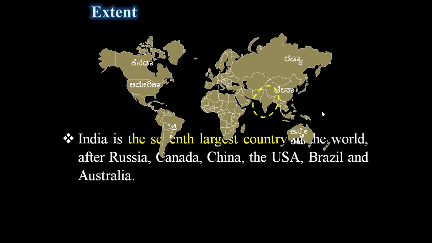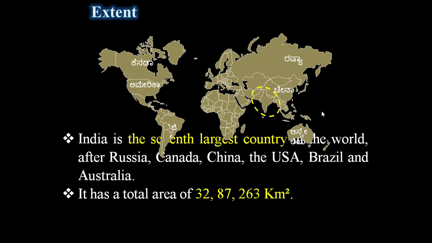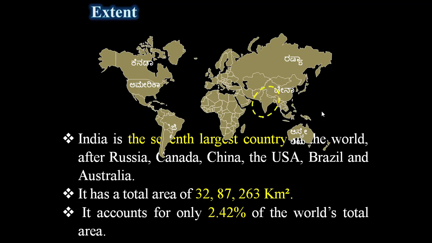India is the 7th largest country in the world after Russia, Canada, China, USA, Brazil and Australia. After these countries, India stands in 7th position. It has a total area of 32,87,263 kilometer square. It accounts for only 2.42% of the world's total area.